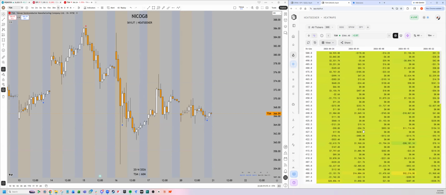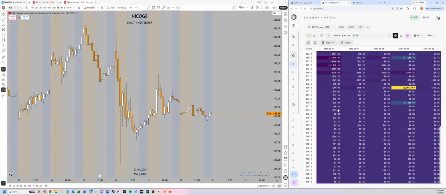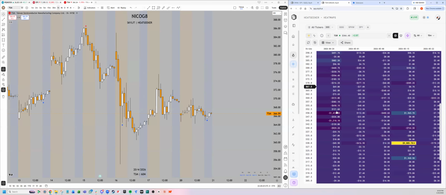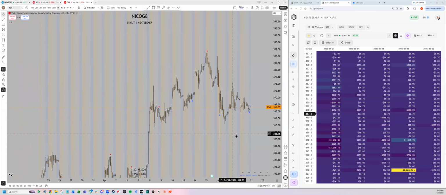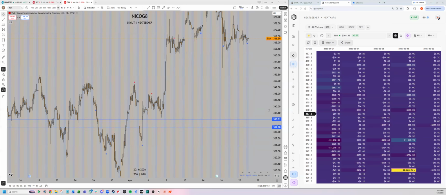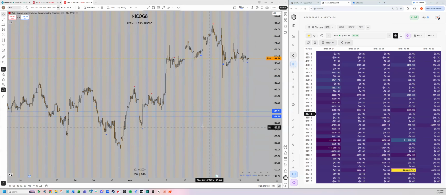What? TSM just has a massive downside node? 330. That might be an OPEX thing. Last month we were trading around 340, 330. So actually that might just be a lot of volume from OPEX.